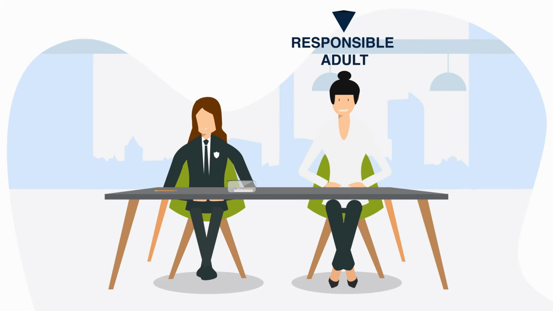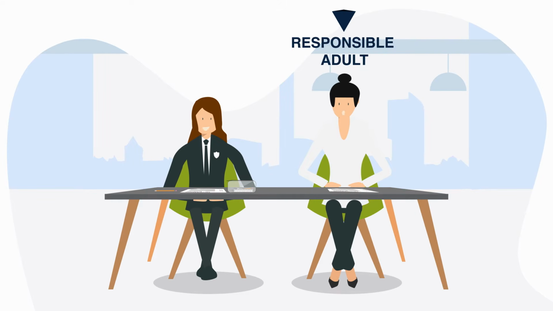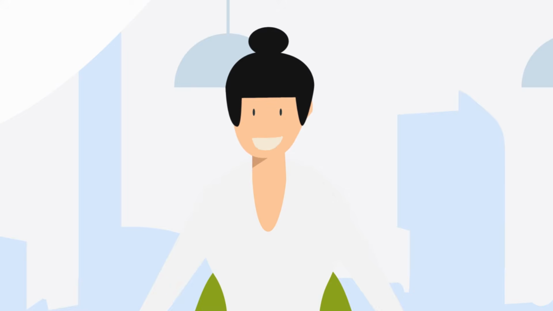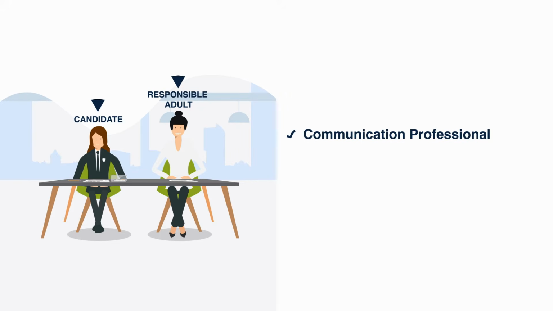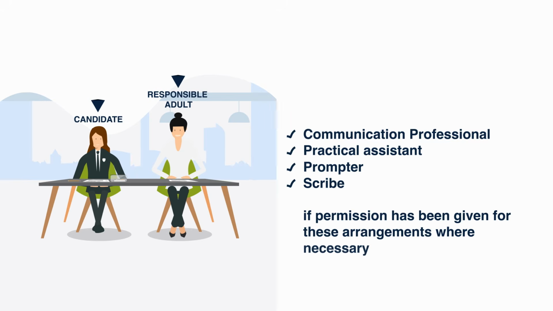A reader is a responsible adult who reads the instructions of the question paper and the questions to the candidate. This may involve reading the whole paper to the candidate, or the candidate may request only some words to be read. A reader may only also act as a communication professional, a practical assistant, a prompter and/or a scribe if permission has been given for these arrangements where necessary. Please see our video on other access arrangements for the role played by adults providing this support for candidates.